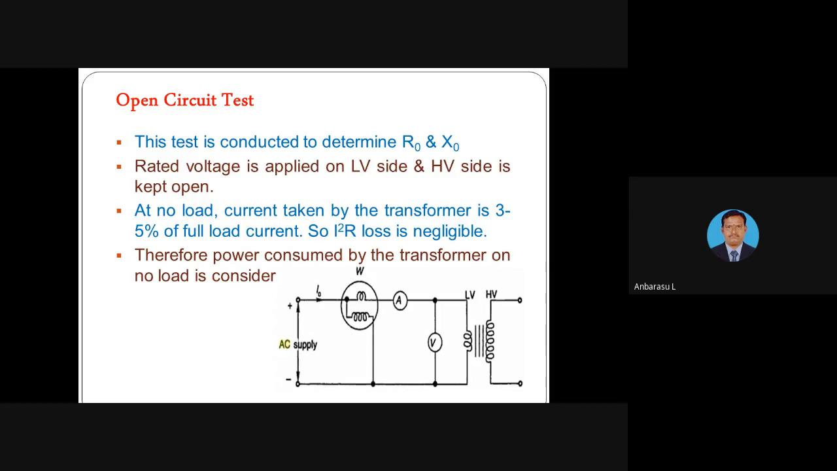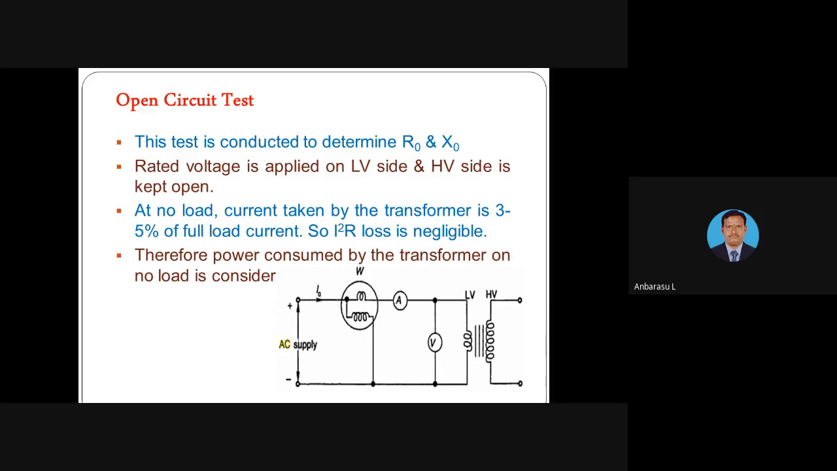At the same time, the high voltage side is kept open, or a voltmeter is applied across the two terminals of the high voltage winding. At no load condition, the current taken by the transformer is 3 to 5% of full load current. At no load conditions, the current taken by the primary side is only 3 to 5% of full load current.